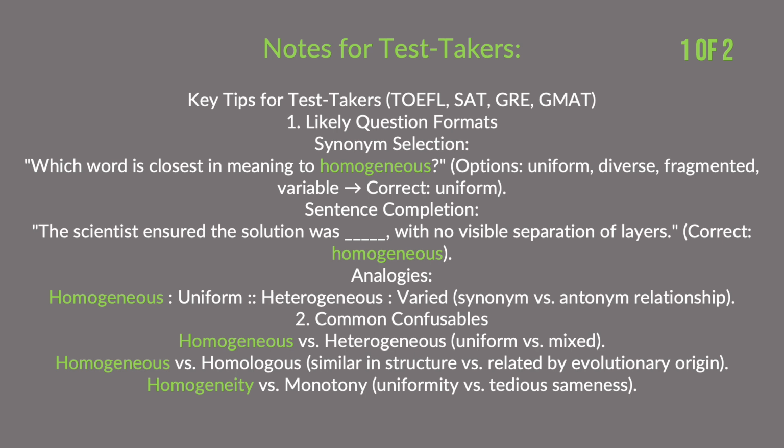2. Common confusables. Homogeneous versus heterogeneous. Uniform versus mixed. Homogeneous versus homologous. Similar in structure versus related by evolutionary origin. Homogeneity versus monotony. Uniformity versus tedious sameness.